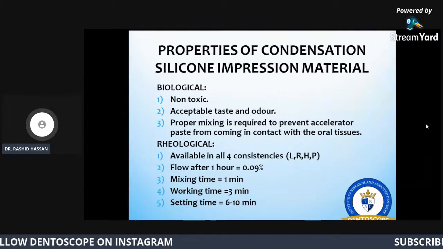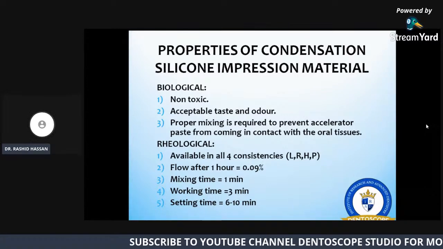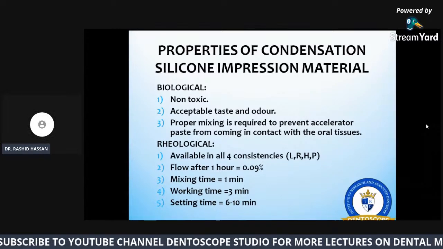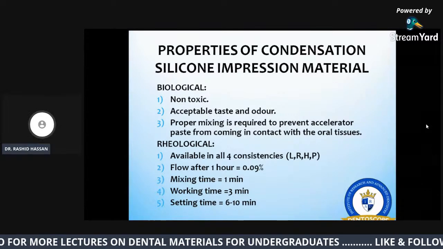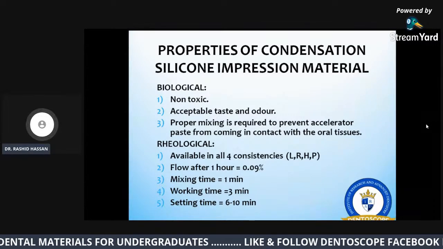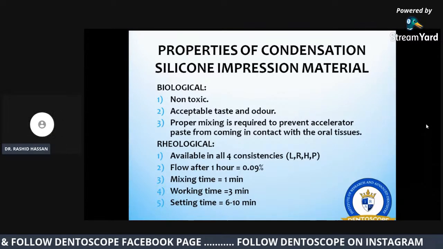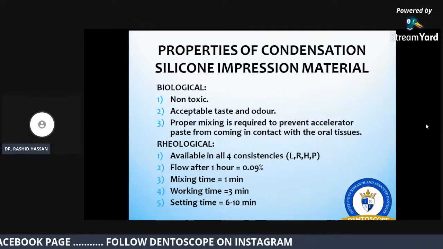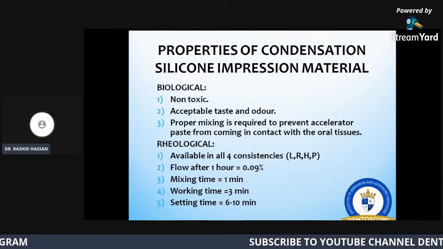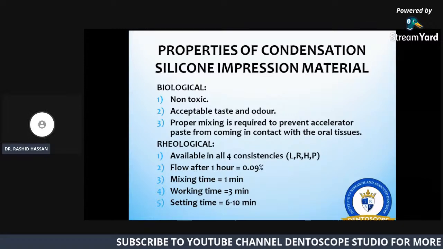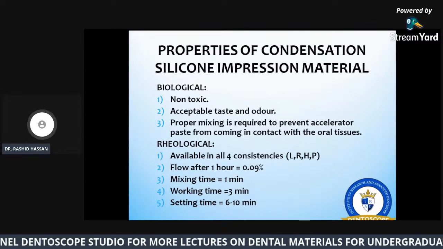Then rheological properties, the flowing properties. I told you rheology is the study of flow of a material. Condensation silicones are available in all four consistencies: light body, regular body, heavy body, and putty consistency. Just like the polysulfides, condensation silicones are present in the market in all four consistencies.